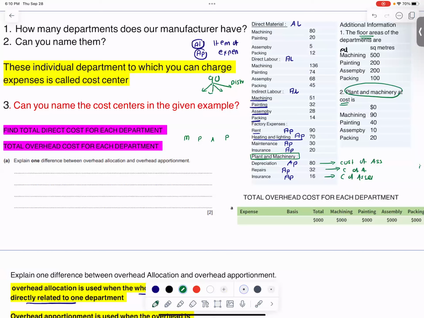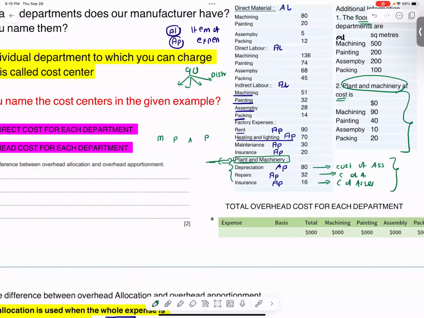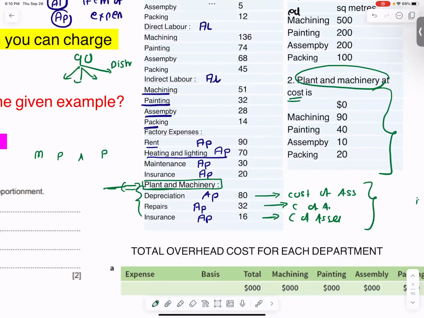Okay, fine. We have already discussed allocation and apportionment, and that expenses related to plant and machinery are going to be distributed amongst the cost centers on a suitable basis, and we saw the suitable basis for plant and machinery. Let's talk about the suitable basis for other expenses. Rent.